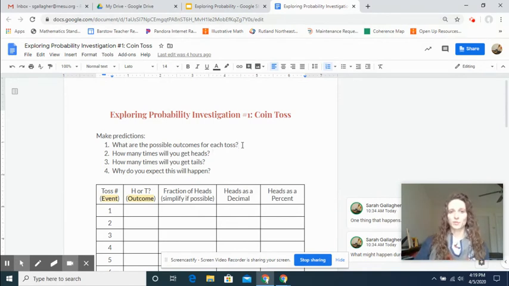How many times will you get heads? You're making a prediction here. Out of 10 tosses, how many times do you think you'll get heads? How many times do you think you'll get tails? And then, why did you pick those numbers for your predictions?